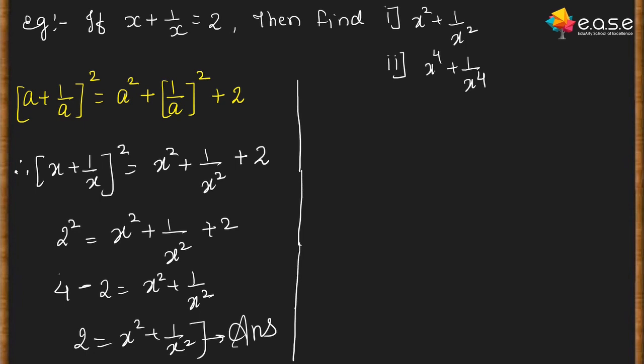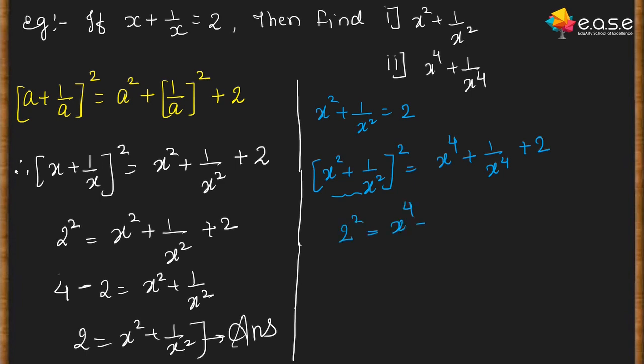So we now have x square plus 1 by x square is equal to 2, is what we got. Correct? Now if you square this, we have x square plus 1 by x square the whole square. This will give you x to the power 4 plus 1 by x to the power 4 plus 2. Now we know that the value for this is 2, so we can say 2 square is equal to x to the power 4 plus 1 by x to the power 4 plus 2.